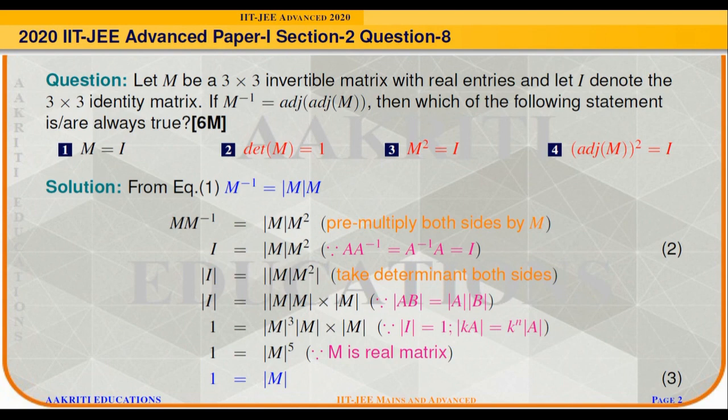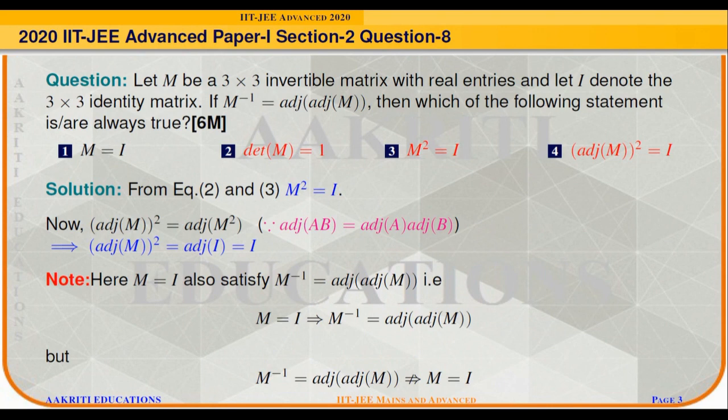Now it is given that M has all the real entries. It means M is a real matrix and hence determinant M will also be a real quantity. Thus it will give 1 is equal to determinant of M. If M would be a complex matrix, then it would have complex solution. Now if we substitute determinant M is equal to 1 in equation 2, we will get M square is equal to identity matrix.